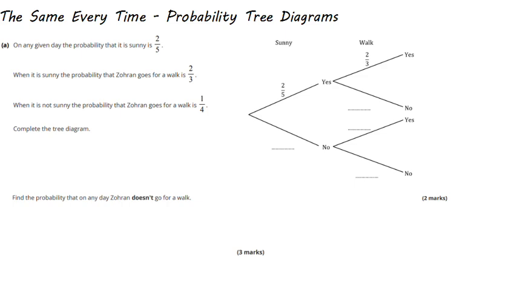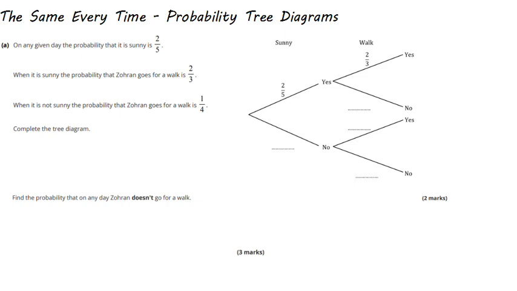Now we use tree diagrams in probability when we have one event that happens after another event, or one event that happens because of another event. And sometimes the probabilities can change. When the first event happens, it can cause the probabilities of the second event to change.